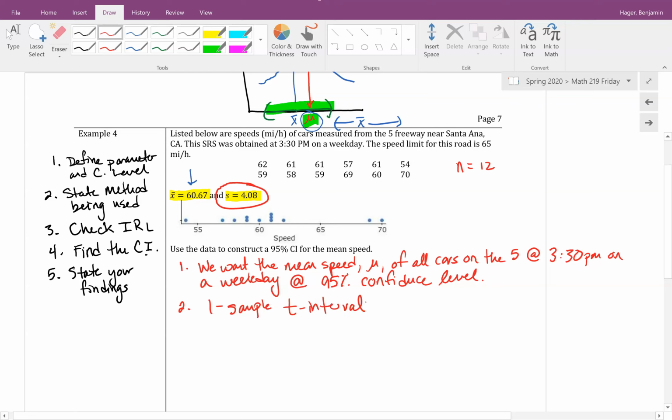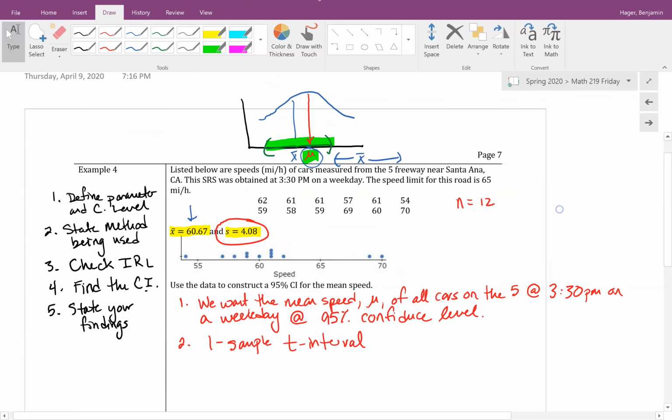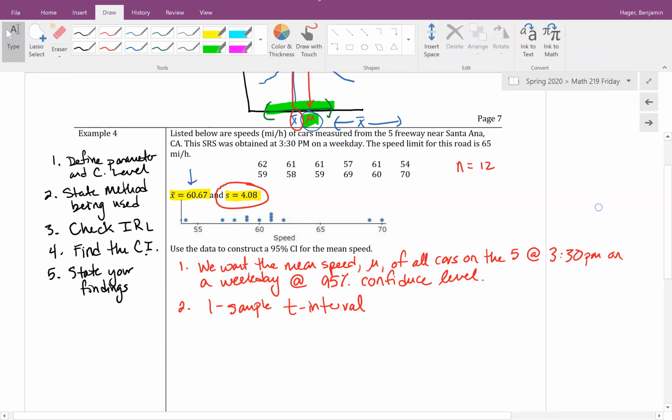Now, you might be thinking one sample, well, my sample size is 12. Yeah, but the idea is I only took one sample. I didn't take one sample there and another sample here. That would be an example of a two-sample method, which we'll get into in Chapter 10. So we only took one sample, and then we're basing our interval and our findings off of that.